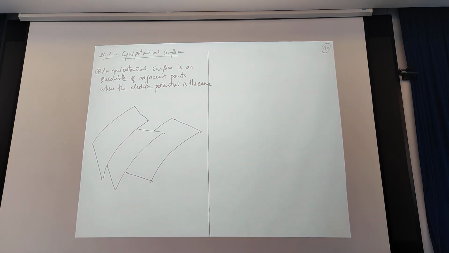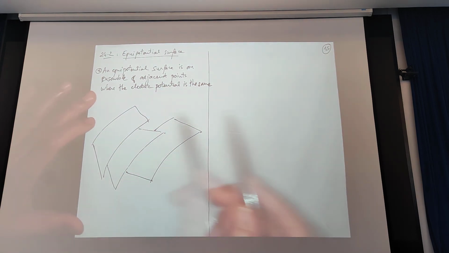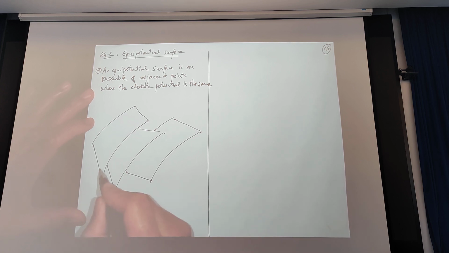Okay, so imagine, of course, similarly to the electric field, it's impossible to visualize the electric field. So we can just draw or imagine the electric field with lines. In the same manner, there is no way to visualize the equipotential surface. We just can draw or imagine them. So here, for example, we have three equipotential surfaces.